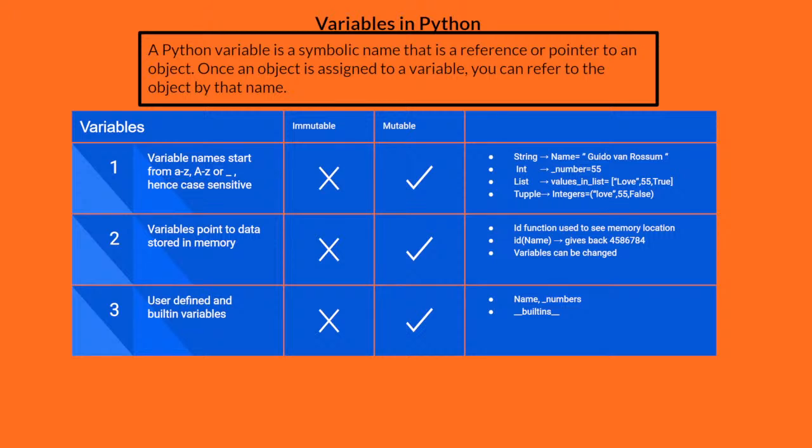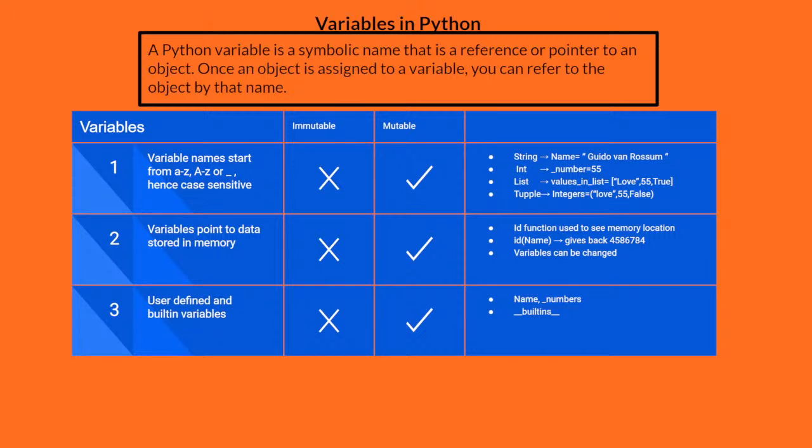ID function, used to see memory. This is one good function that I want you to keep in your memory. We will discuss more about it. What does the ID function do? The ID function gives us back the memory location of where that variable is stored. If you look back at the definition, it says a Python variable is a symbolic name that is a reference or a pointer to an object. The variable name just points to an object. It is not the object itself. It is just a pointer.